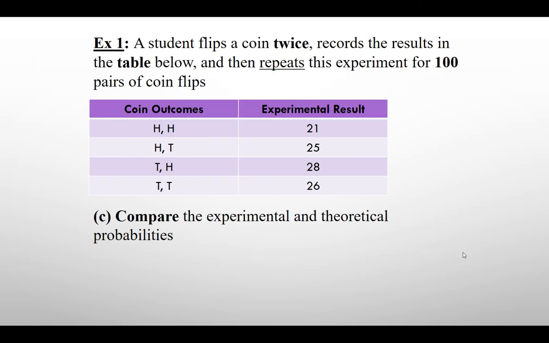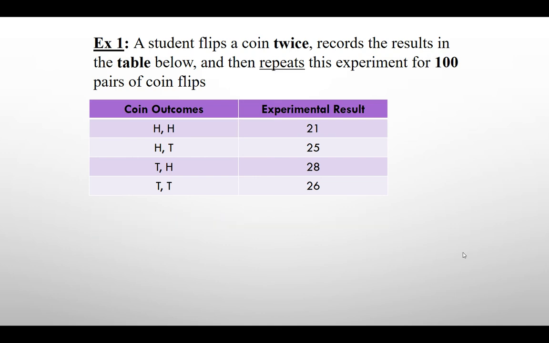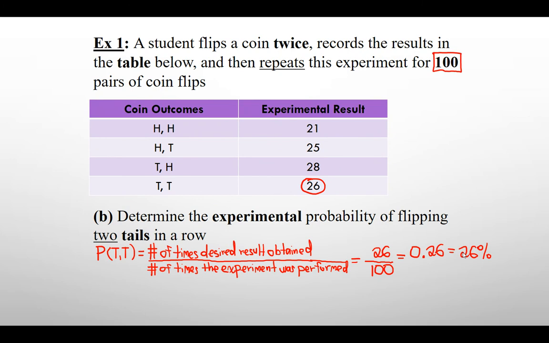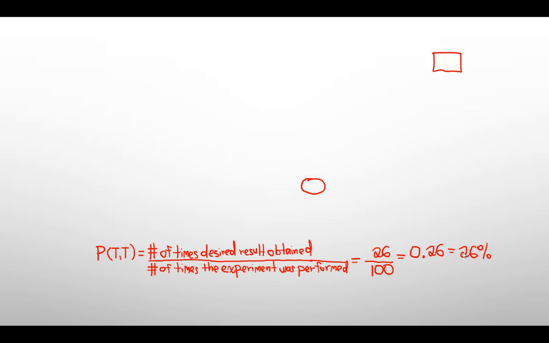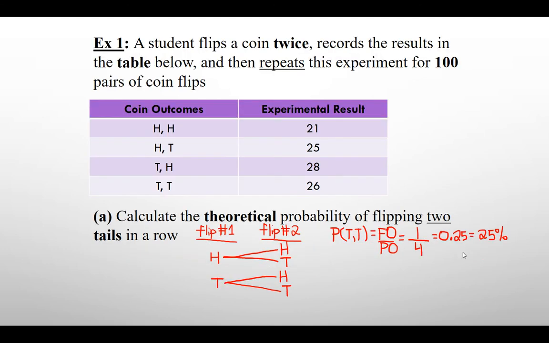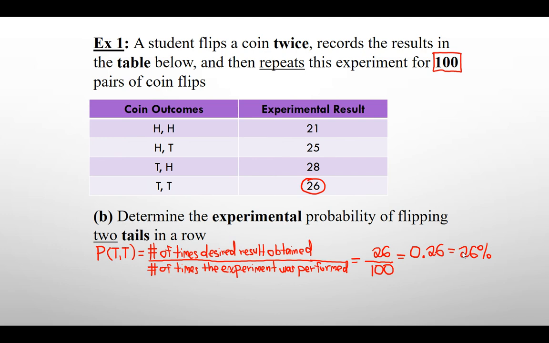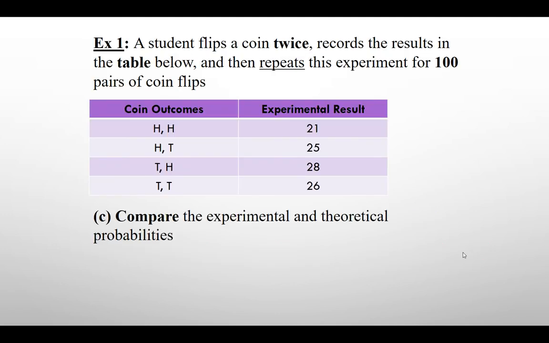Now, part C wants me to compare the two. How does a theoretical probability compare to the experimental probability? Well, let's take a look at this. The experimental probability of getting tails followed by tails was 26%. This is what actually happened. The theoretical probability of getting tails followed by tails was 25%. So the experimental probability was slightly larger than what it was theoretically. Pretty close to the same, but slightly bigger.